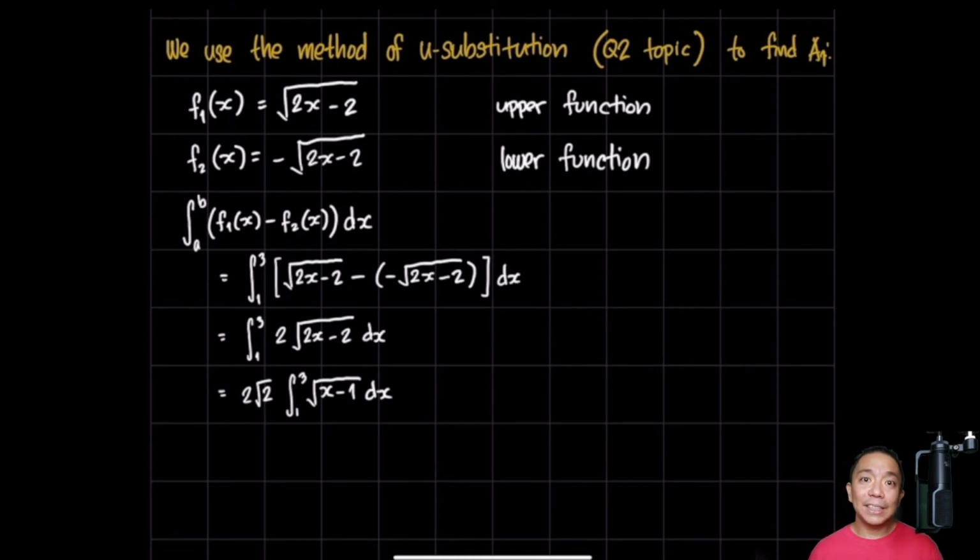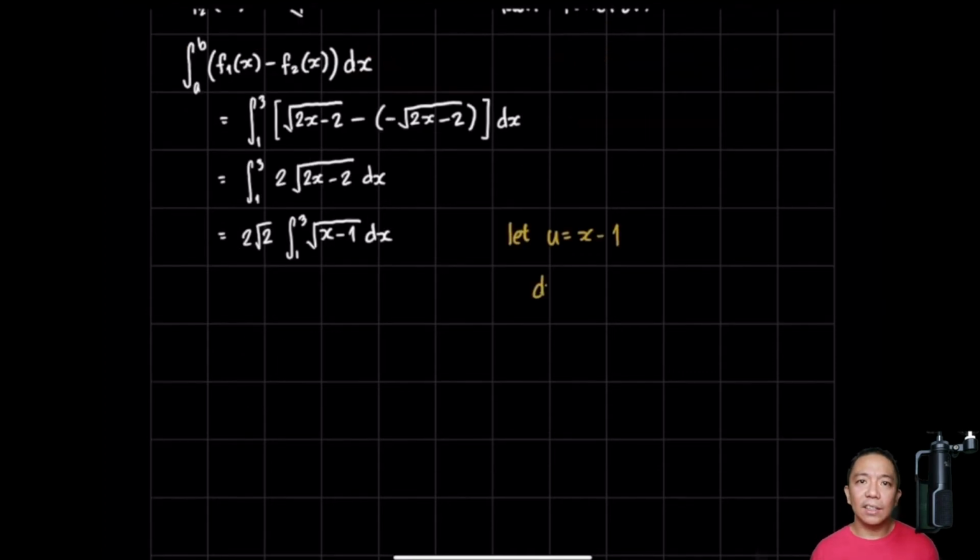Hindi natin madidistribute yung square root, so paano tayo gagamit ng power rule sa kanya? So the method of U substitution is used for problems like this. So gagamitin ko na muna siya agad, and I will reserve the explanation kung bakit siya valid sa second quarter. So what I'll do is I'll introduce another variable. Let's call it U. And this is equal dun sa expression sa loob ng square root, x minus 1.